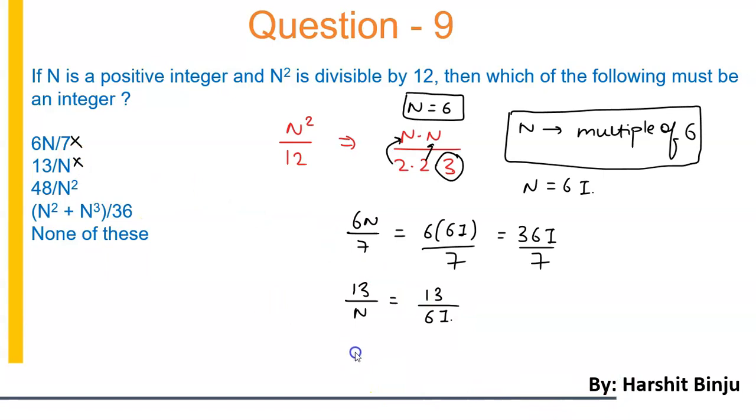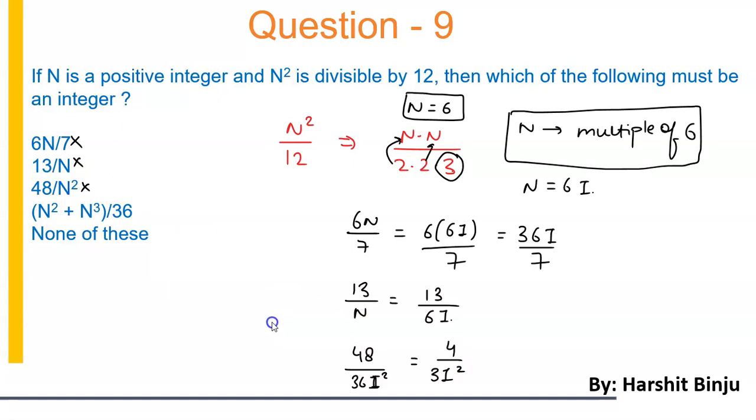Then you do 48 by n squared. So when you do 48 by n squared, that is 48 divided by 36 into i square. Even if you simplify this, that will become 4 by 3i square. Now, no matter what value of i you take, 4 by 3i square, i being an integer, will never give you an integer value. So this also goes out.